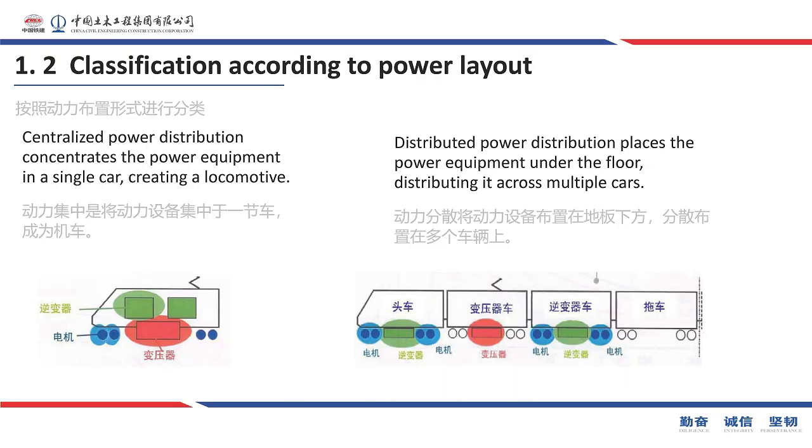Power layout. The second classification is power layout. When the power equipment is concentrated in a single car, we call it centralized power, which creates a locomotive. In contrast, distributed power places traction equipment under multiple cars, making the whole train self-propelled.